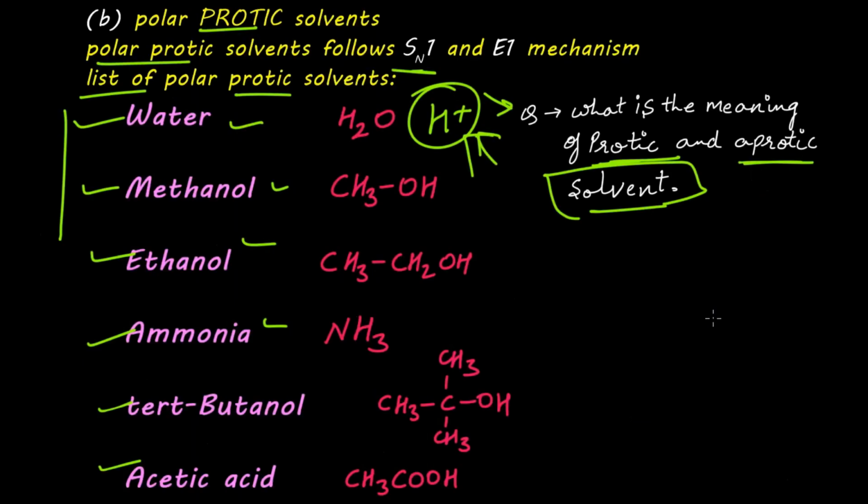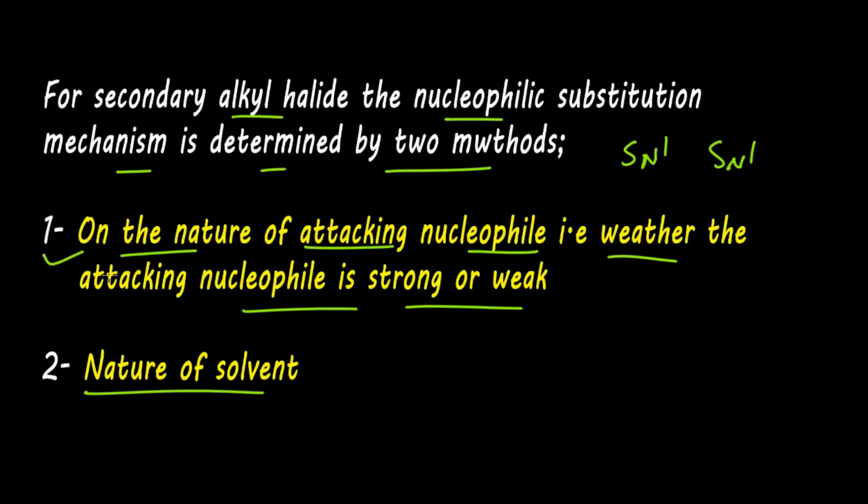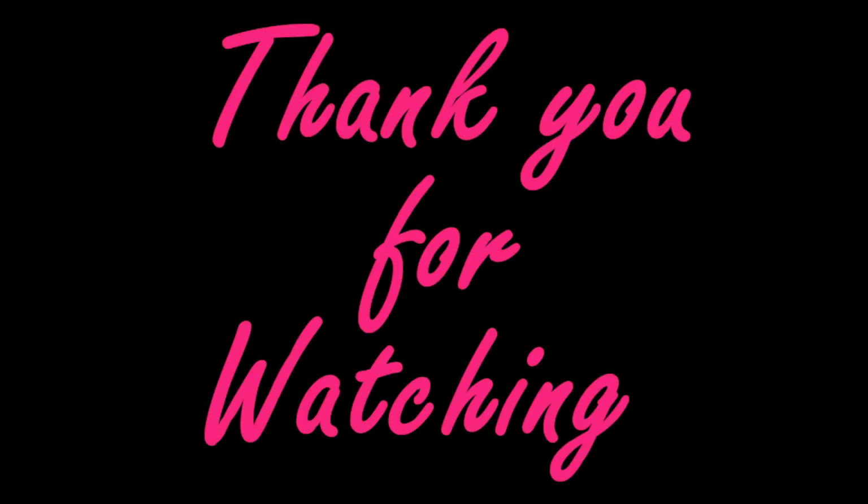So these are the two factors on which your SN1 or SN2 mechanism for secondary alkyl halide depends. First one is the nature of nucleophile, whether the nucleophile is strong or weak, and second is the nature of solvent, that is protic and aprotic, right? So these are the two factors that we have discussed today. I hope you understood and I hope you remember this concept for secondary alkyl halide. Thank you very much for watching.